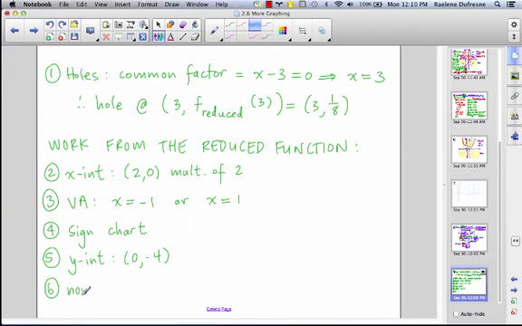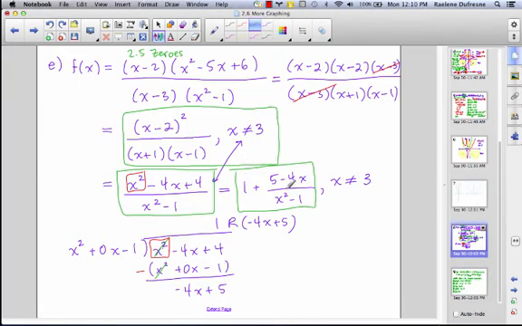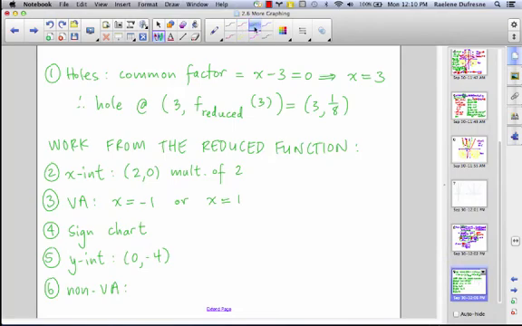Step 6 is the non-vertical asymptote equation and type. We worked out the proper fraction form, and we saw that the quotient is 1, and the remainder we saw is 5 minus 4x. We already knew the denominator and the numerator. So the quotient is 1, so our non-vertical asymptote is a horizontal asymptote located at y equal to 1.